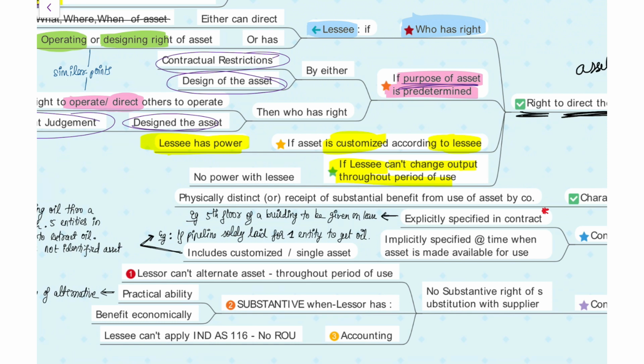Next and the final one, if the lessee cannot change the output throughout the period of use. Suppose it's a general case, where neither the purpose is predetermined nor is it customized. The lessee has taken an asset on lease, a plant and machinery, and with that plant and machinery you can manufacture any kind of eatables. It can be chocolates, biscuits, anything you can manufacture. But if the lessee cannot change the output throughout the period of use, that means during the lease term, if at the start he was producing chocolates, now if he cannot switch to producing biscuits as per his own wish, and he does not have the right to change the output throughout the period of use of the lease, then in such case the power is not with the lessee.